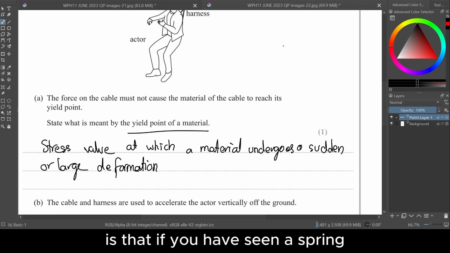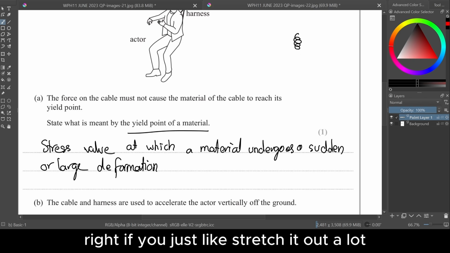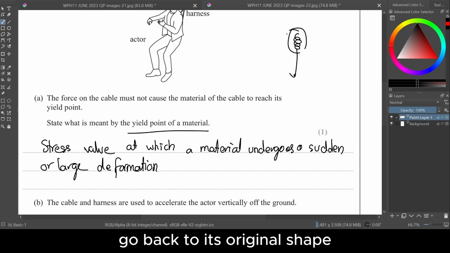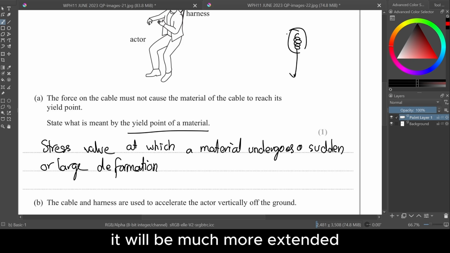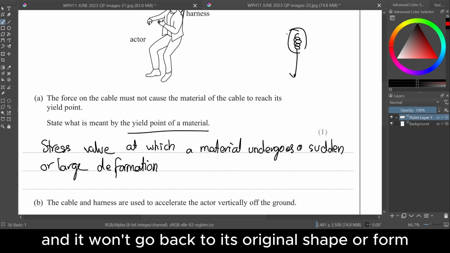If you have seen a spring, right, if you just stretch it out a lot, it will reach a point where it won't go back to its original shape. It will be much more extended. That's basically the yield point, right? Where the sudden deformation starts and it won't go back to its original shape or form.